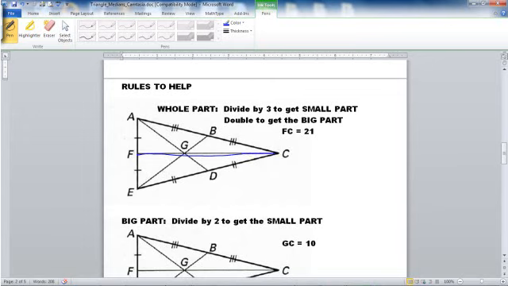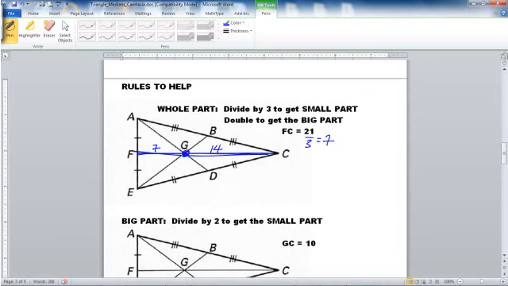If they give you the whole median, you take that median length and you divide it by 3 to get the small part. So I gave you the whole thing. FC is 21, so 21 divided by 3 is 7. So my small part here is 7. Then I double that to get the big part. 2 times 7, that's 14.